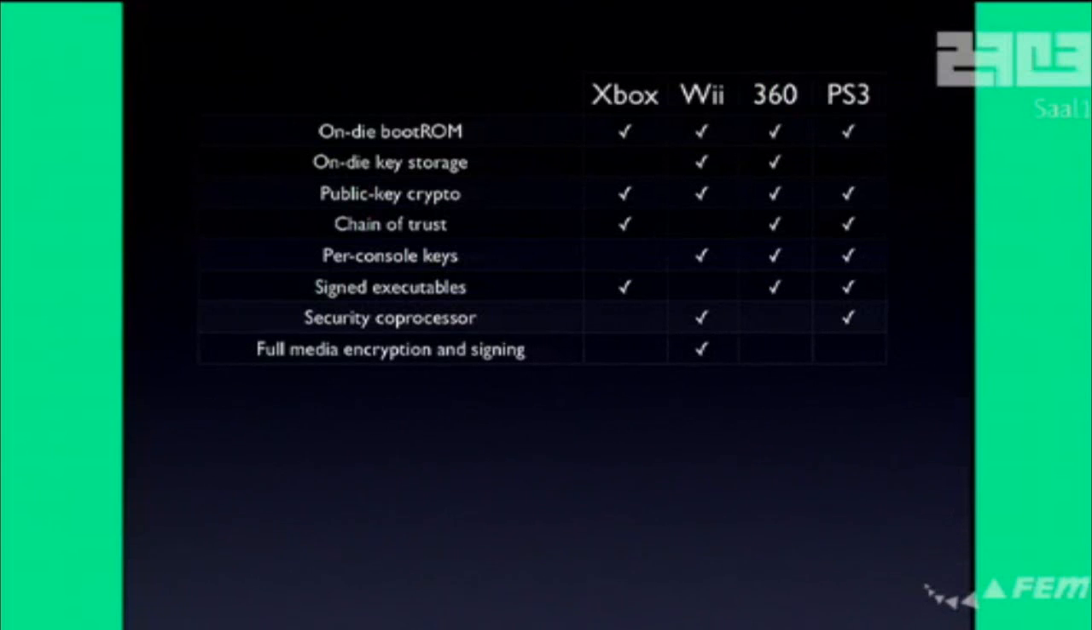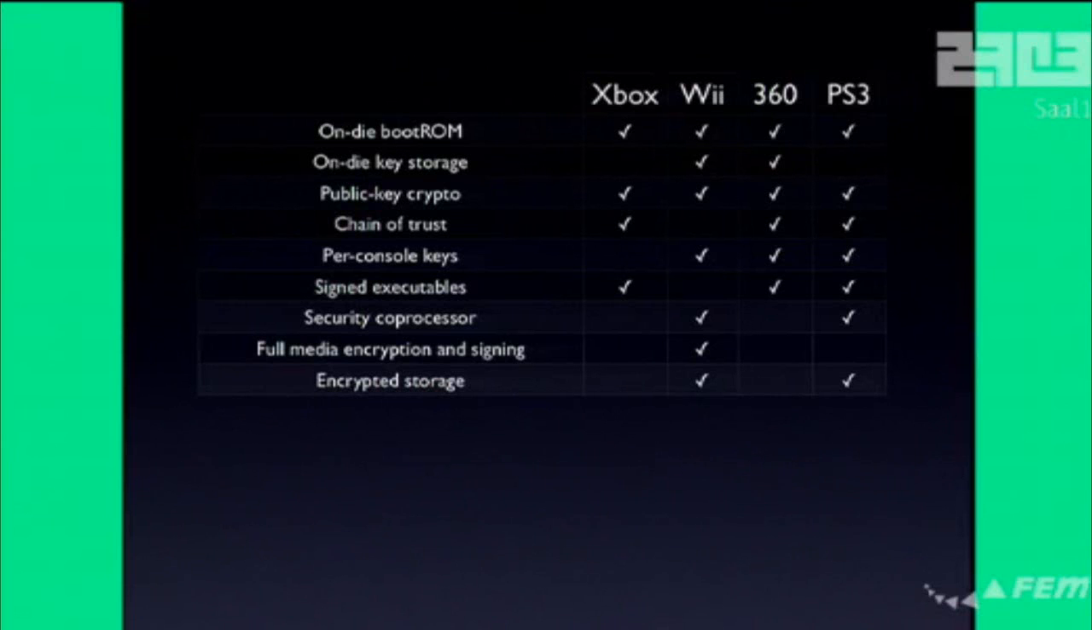The Wii does something that's really interesting, which is it fully encrypts and signs an entire disk image. So you can't touch any single resource file in a game. It uses a hash tree, which is a clever construction, and it effectively signs and verifies the entire thing as you read it from the disk. So you can't change anything.